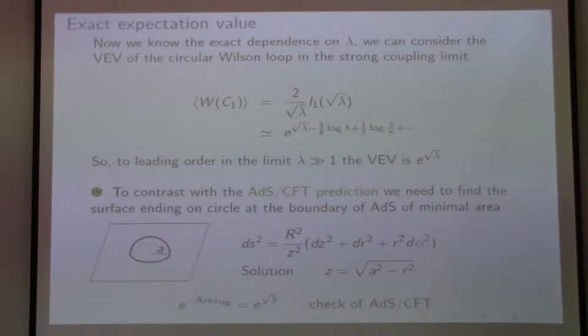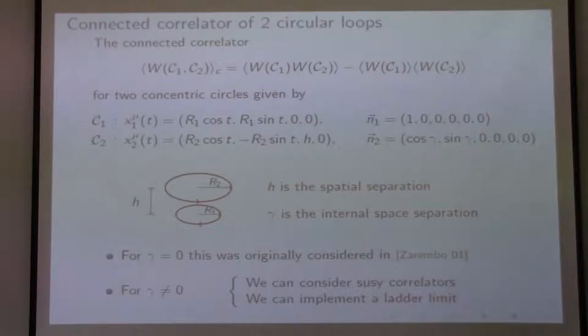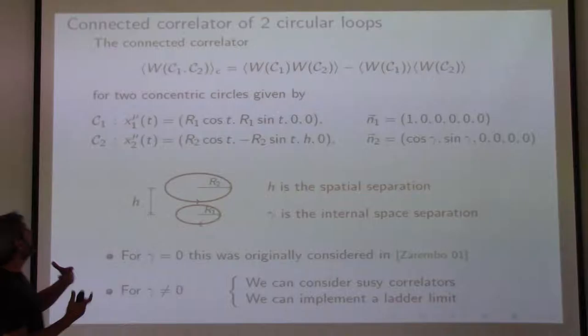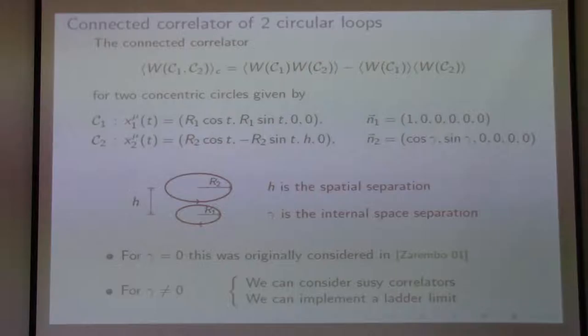Let me go to this more recent stuff that we were doing in this collaboration's papers this year. We're going to count ladders now, not for the expectation value of a single loop, but for the connected correlator of two loops. The connected correlator is the correlator minus the product of independent expectation values. And we will focus on concentric circular loops.